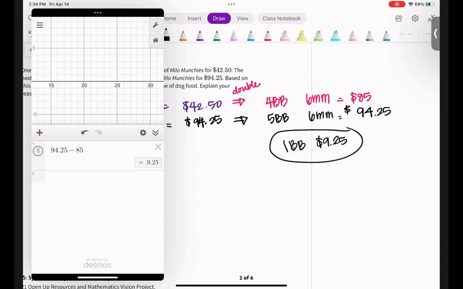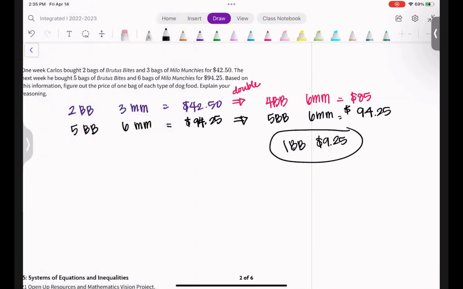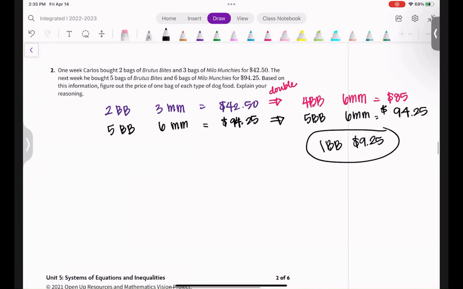Okay, so now you have that. Now you're like, okay, well, how does that help me? Well, it says that I have to find out how much it was each type of food. And so I did one of them. So now I just have to do the other one. Does that make sense? So if one bag costs $9.25, I can find two bags, right? So two bags of Brutus Bites would be, sorry, $18.50.